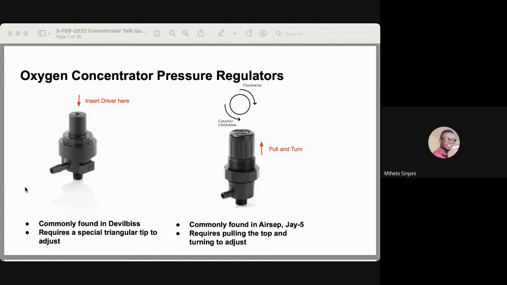The pressure regulator on the right is commonly found in Airsep and Longfian concentrators. To adjust, you need to pull up the knob to unlock and turn clockwise or anti-clockwise to adjust the pressure and push back the knob to lock it.